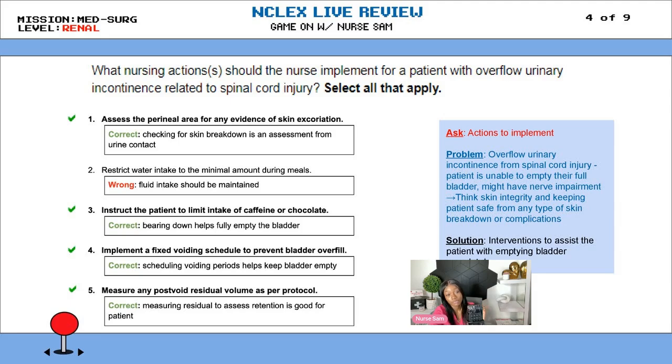You don't want to restrict the water intake. It says fluid intake should be maintained. All right, and then 3, 4, and 5. 3 says bearing down helps fully empty the bladder. So that's why 3 is correct.